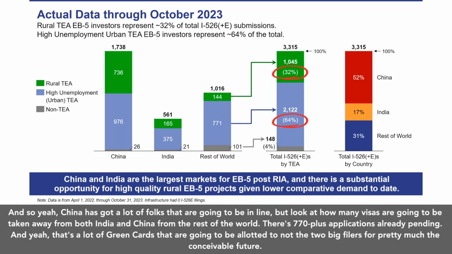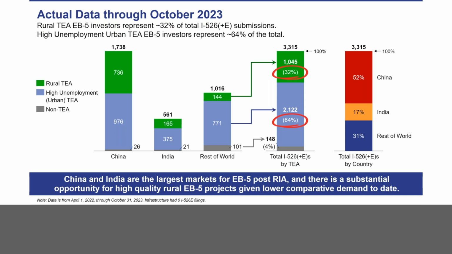And so, yeah, China's got a lot of folks that are going to be in line, but look at how many visas are going to be taken away from both India and China by the rest of the world. There's 770 plus applications already pending. And yeah, that's a lot of green cards that are going to be allotted to not the 2 big filers for pretty much the conceivable future.